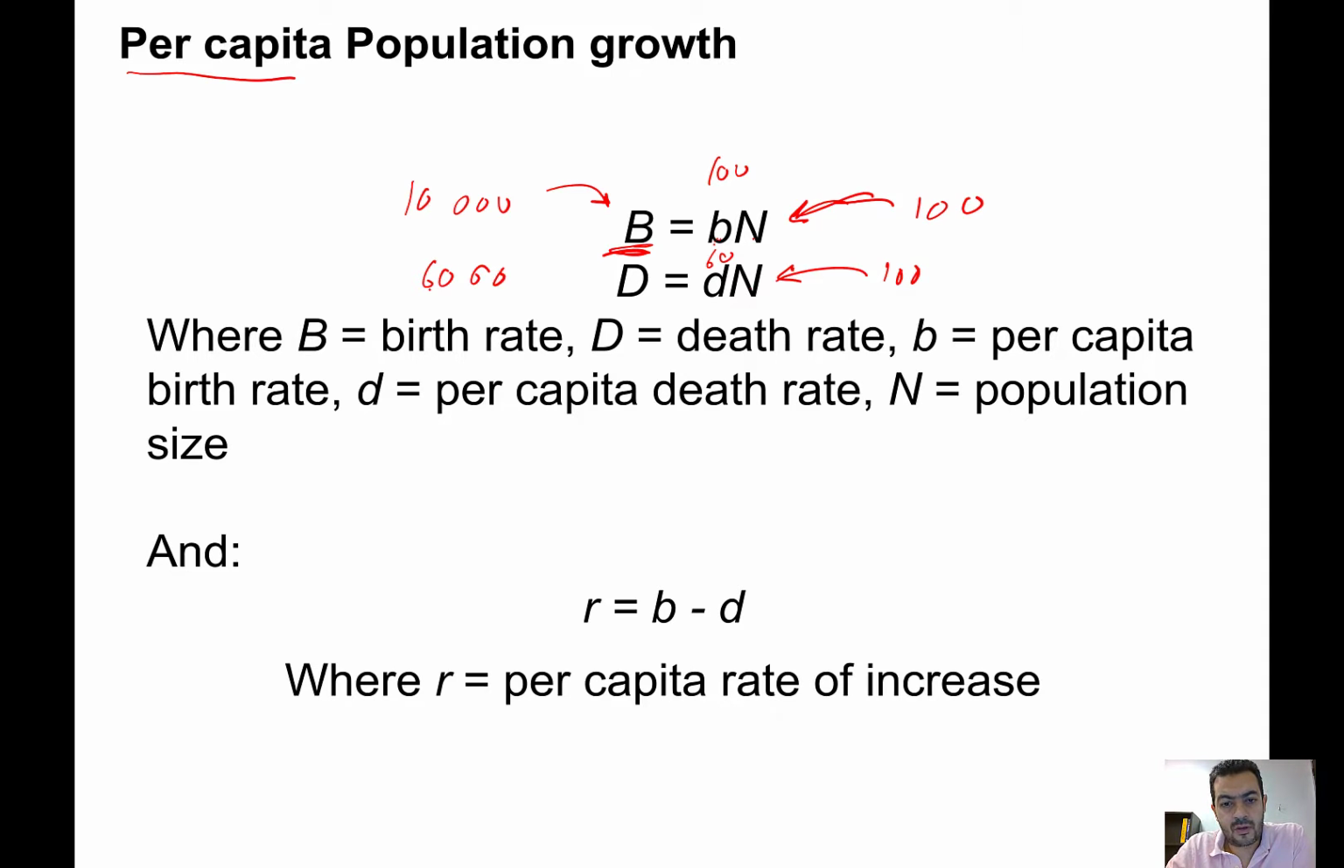Then we have another concept which is called r. So r is the per capita rate of increase. So r will be equal to small b minus small d. So in our case, small b is 100 eggs, so this is the per capita birth rate. Then we subtract the per capita death rate, which is 60. So that means that the per capita rate of increase is 40 per unit time, which is per month.